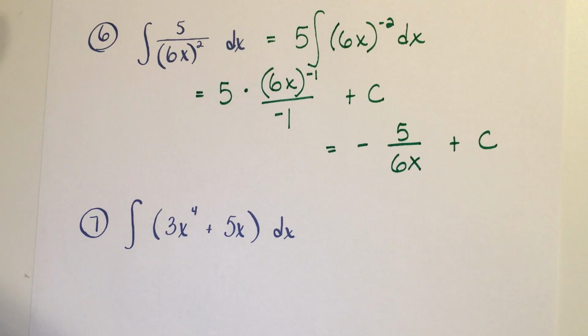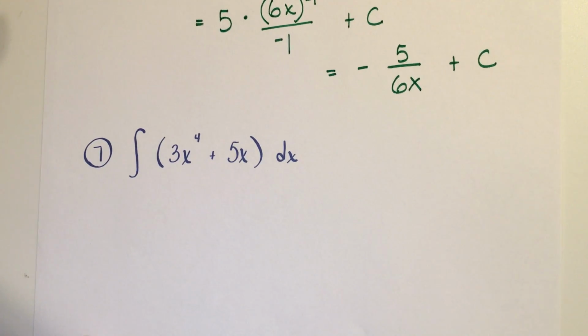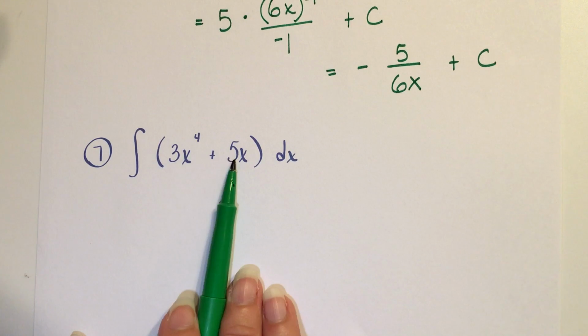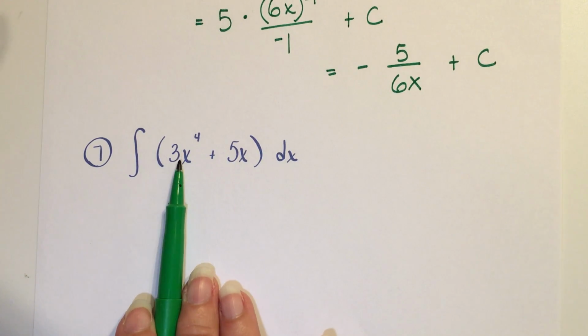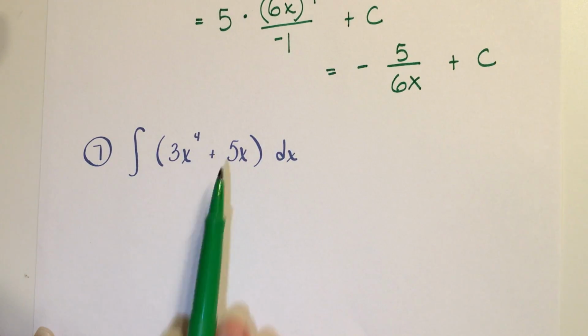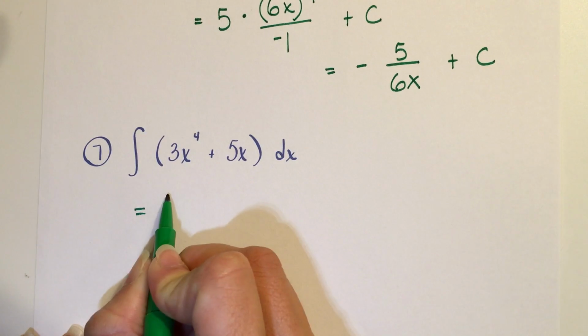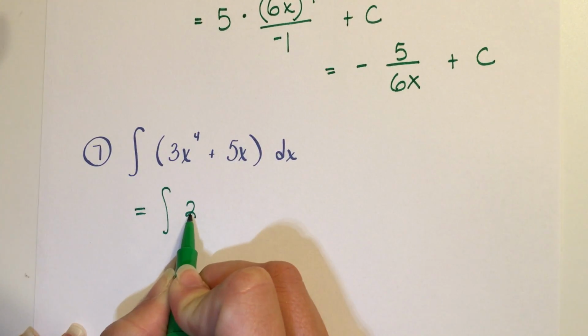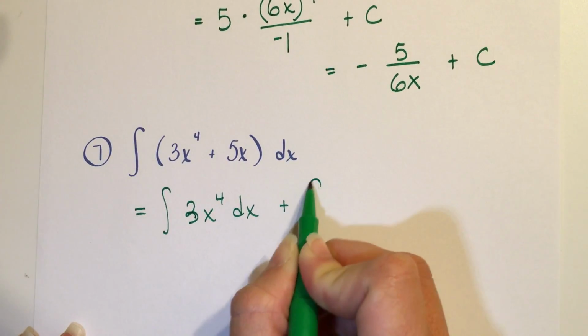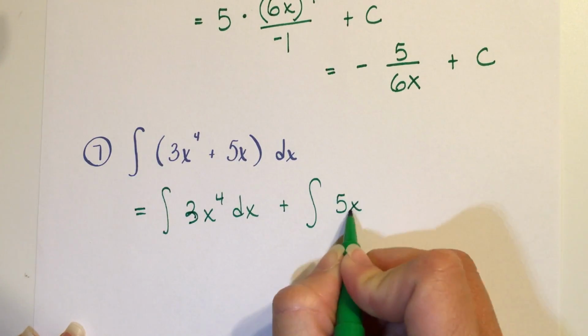All right, number 7. Now, this shows that you have a sum, okay? So what I showed you a while ago is you can integrate these terms individually. And again, you can get where you can just kind of do this step in your head, but I'm going to go ahead and separate it up so it has the appearance of the two different integrals.